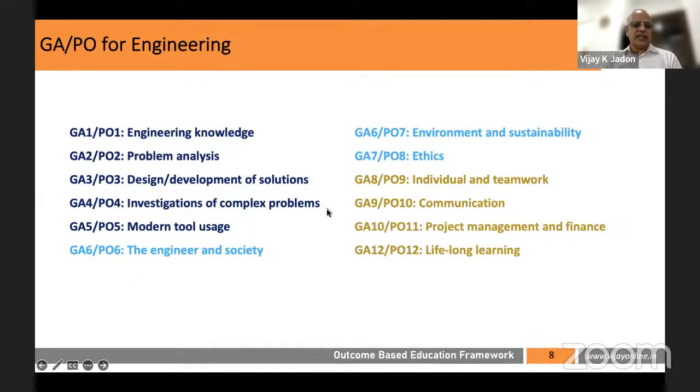For engineering, there are these 12 outcomes. They are available on any platform. The first five are related to knowledge, the next three are related to ethics and skills, and the last ones are the professional attributes.